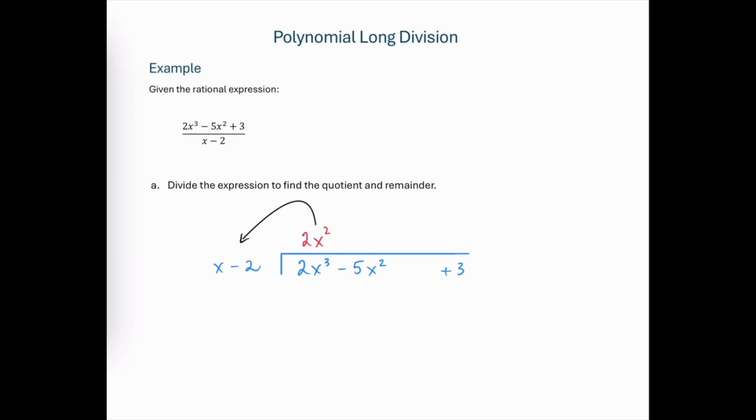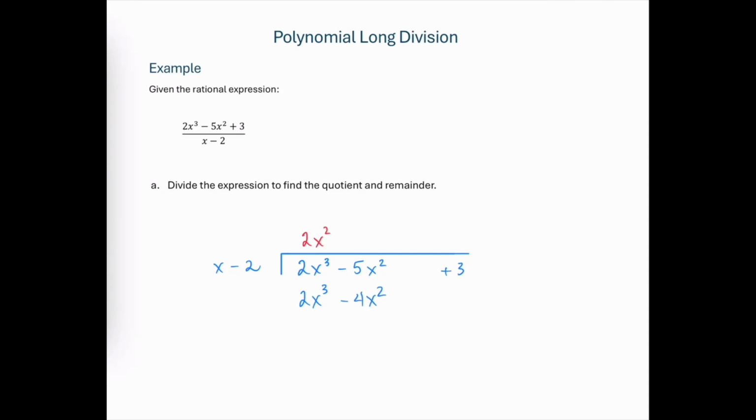But in polynomials, we want to make sure that we're multiplying that 2x squared by the entire divisor, which means that we'll have to distribute 2x squared into each term. So we start with 2x squared times x, which is 2x cubed. Let's note that this first product matches the term that's directly above it. Then we'll take 2x squared times negative 2. 2x squared times negative 2 is negative 4x squared.